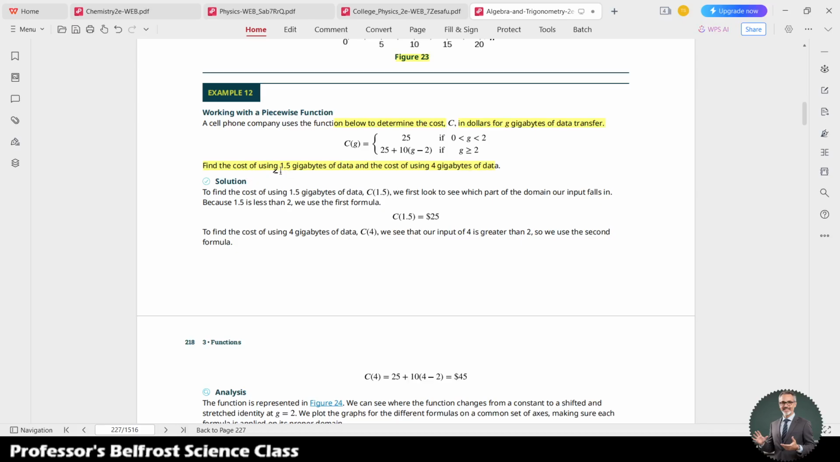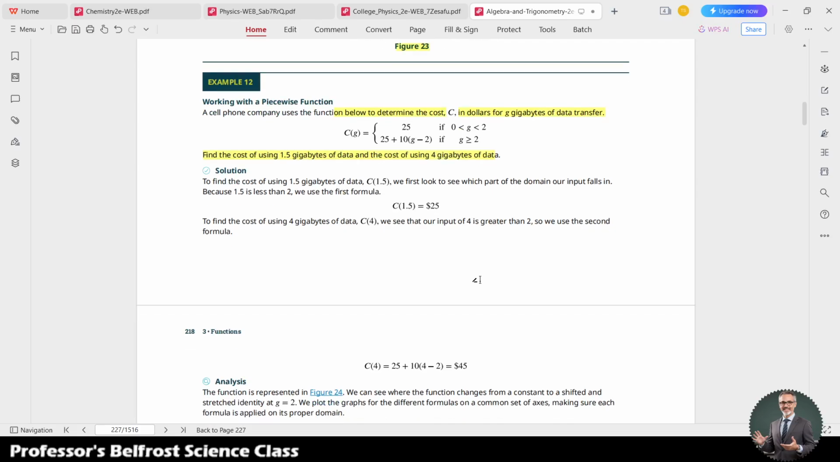So for G equals 1.5, it is under this condition, right? It is between 0 to 2, right? So the cost is 25. But for 4 gigabytes, we use this condition where G is greater than or equal to 2. So 25 plus 10 times (4 minus 2). 2 times 10 is 20, 25 plus 20, $45.